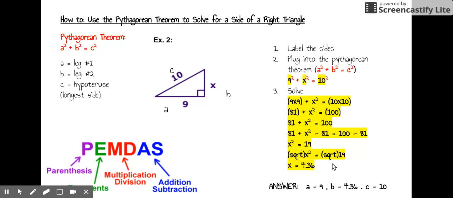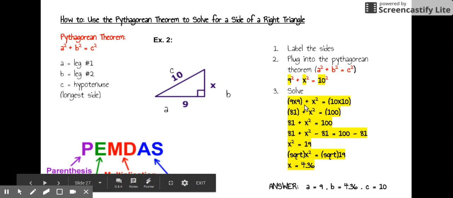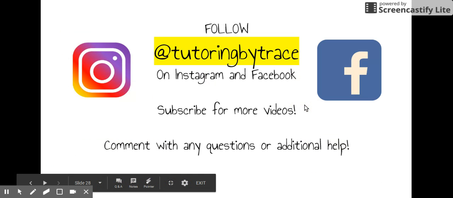Then you can always plug that back in and check. 9 times 9 is equal to 81 plus B squared, which is 4.36 squared, which is about 19. So then when you have 81 plus 19, that equals 100. 10 times 10 is equal to 100. That checks out. We solved it correctly.